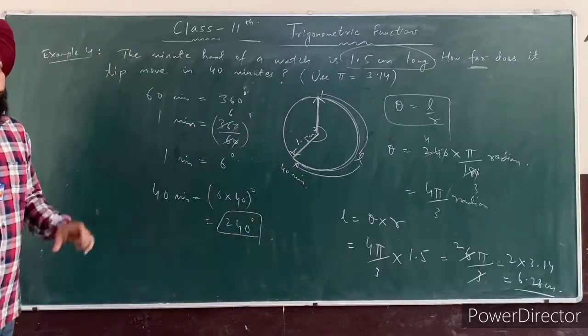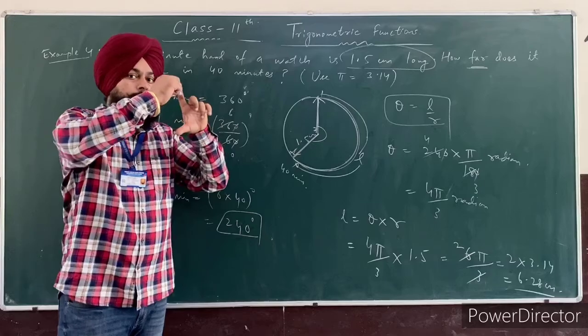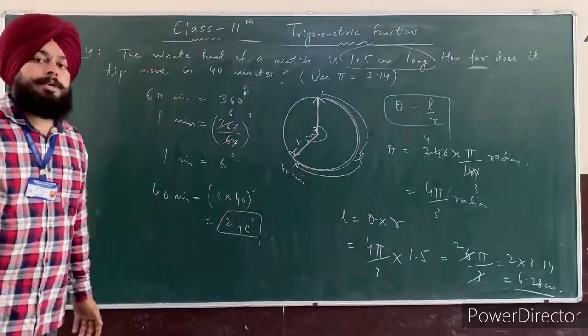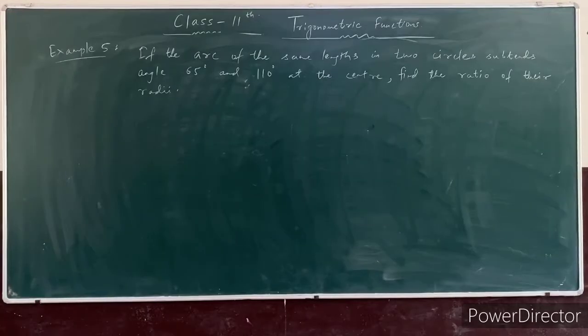ठीक है? यदि minute hand, मतलब टिप, 40 minutes में rotate करेगी, तो 6.28 centimeter. So this is example number 4.